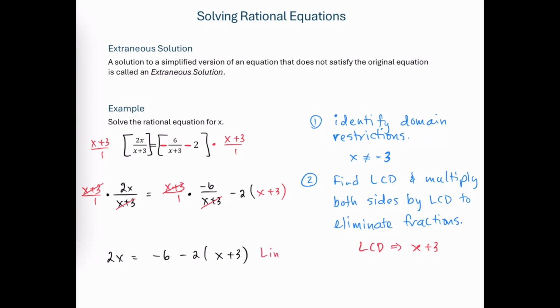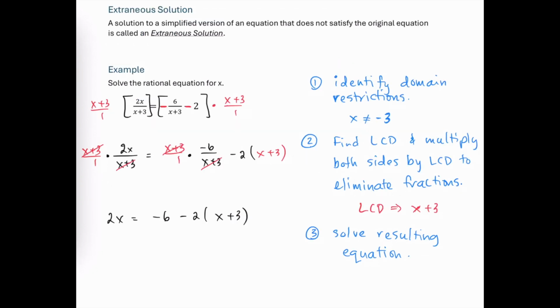And this simplified version is linear, so we can use our linear process in order to continue to solve. And that's our next step, is to solve the resulting equation. So to solve this linear equation, now let's go ahead and distribute this -2 in. So we end up with 2x over here on the left is equal to -6 minus 2 times x is -2x, and then distribute -2 into the 3, and we've got -6. Let's combine like terms over here on the right. -6 minus 6 is -12, so we have 2x on the left is equal to -2x minus 12.